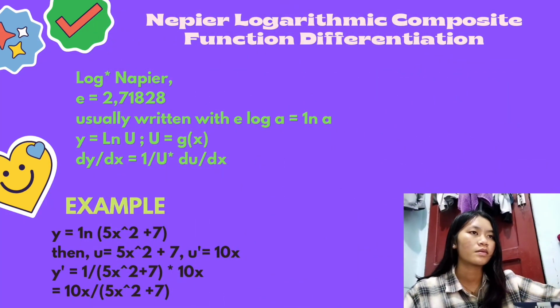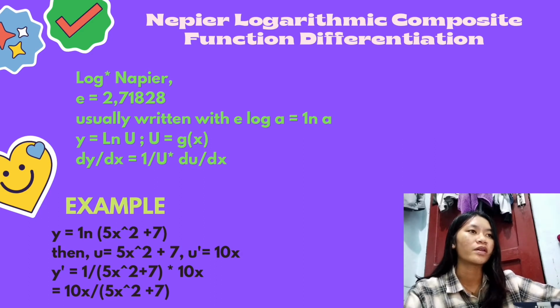Next, number 12. Differentiation of the composite function with the Napier logarithm, where e equals 2.71828.